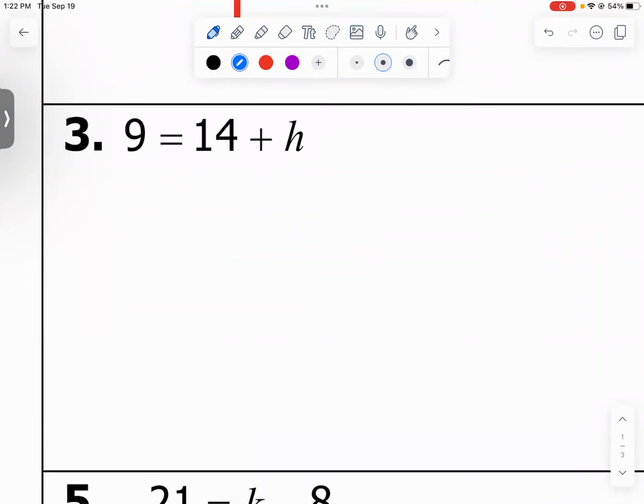We're going to go to number 3. Number 3 looks a little bit different. It looks backwards? What do you mean by backwards? Okay, and how does it look backwards? The H is at the end of it. Okay, instead of at the beginning, the variable is at the end. Is that going to change how we do it? No. Draw a line.